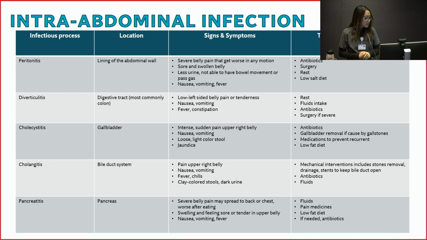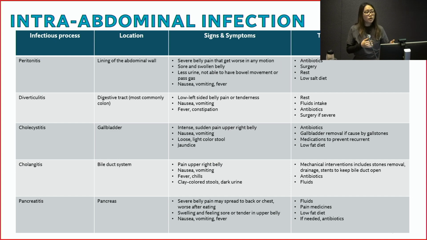The next one is cholecystitis. Basically, this is inflammation of your gallbladder. So when you have this type of infection, you would feel intense sudden pain on the upper right of the belly. Sometimes you can have loose stool, and the color of your stool is kind of light, and you might have jaundice, which is the yellow look on your skin. A lot of times when people go to the hospital, we learn that they might have some gallstones, so that needs to be removed, and then we give them antibiotics.